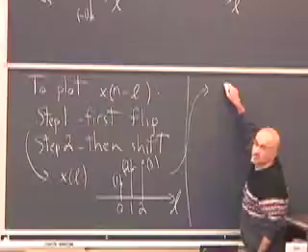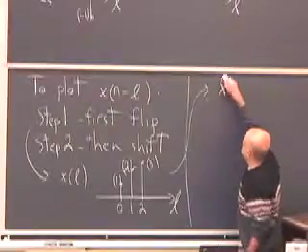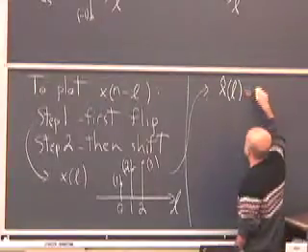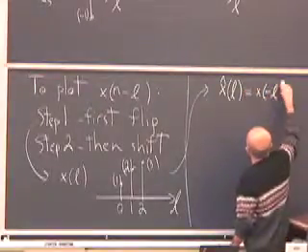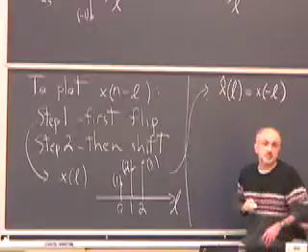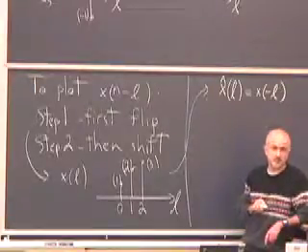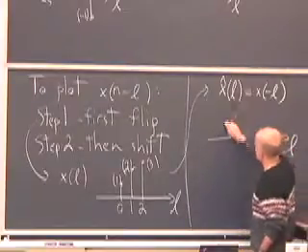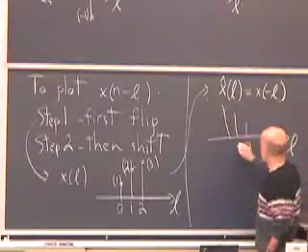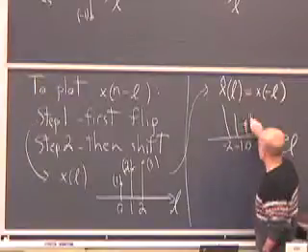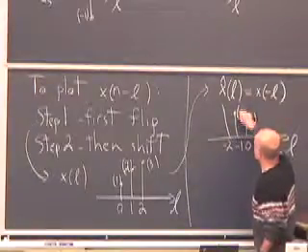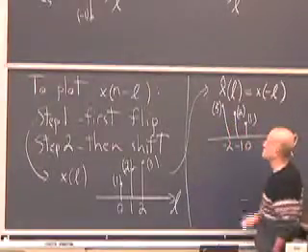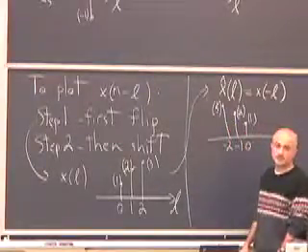So the way I do the flipping is I use my favorite trick, which is the hat trick. I define a new signal x hat, which is the flipped version, or time-reversed version of x. So when I plot that, I have 1, 2, 3. 0, minus 1, minus 2. That's x hat. You with me so far?